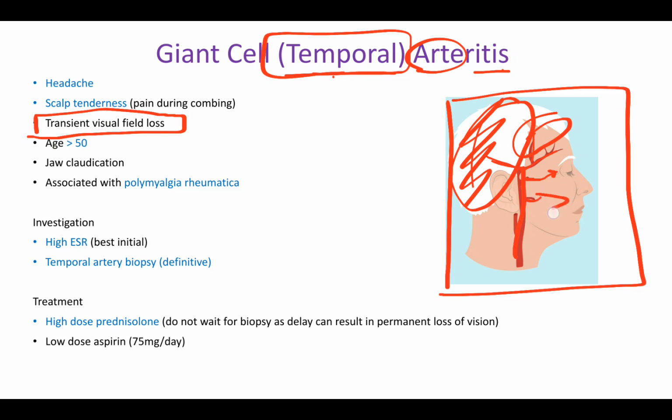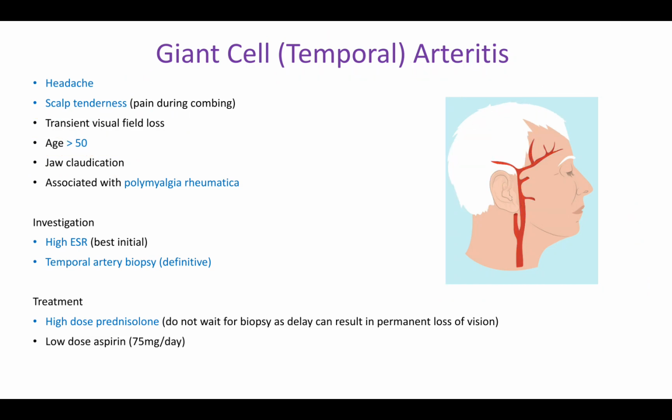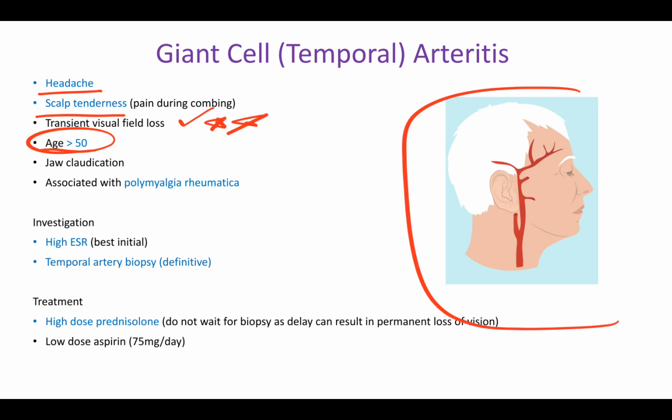And her jaw is also affected, so there will be jaw claudication. So the symptoms are very clear: headache, all the places where the temporal artery is affecting. Just remember this image here. Headache, scalp tenderness, transient visual loss, which is a very important feature. Age is usually greater than 50 because this is an elderly female. Jaw claudication, and it is usually associated with polymyalgia rheumatica. So we will discuss about this later on.